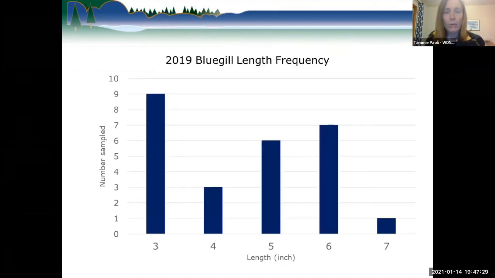So just taking a look at bluegill, this is a length frequency graph that shows the number sampled on this side, and then the lengths 3, 4, 5, 6, and 7 inch. As you can see, we did get pretty good numbers of 5, 6, and even one 7-inch bluegill during the survey, as well as some smaller 3-inch bluegill, which is good to see. Obviously that means there are some up and comers, but we didn't have anything large enough that people would be willing to harvest.